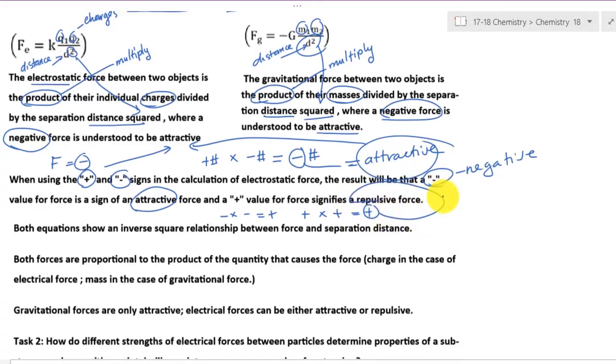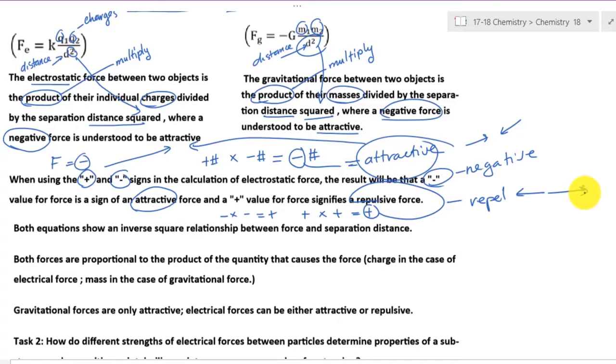What does that mean, repulsive? Repulsive, we're talking about repel. And what does the word repel mean? They will push away from each other. Where attractive means they will pull toward each other. They get together. This one, they're moving apart.